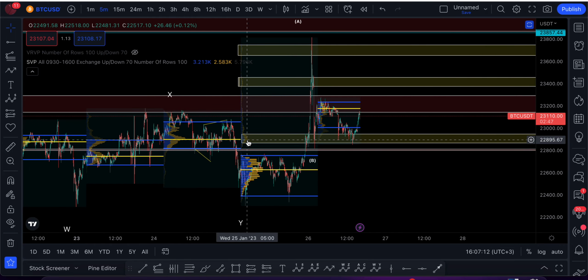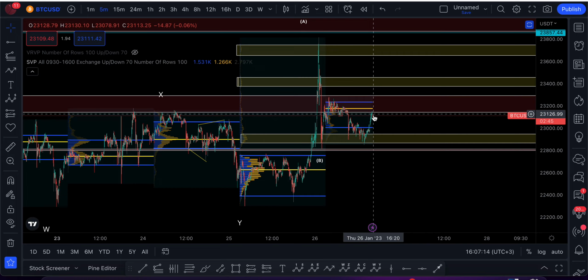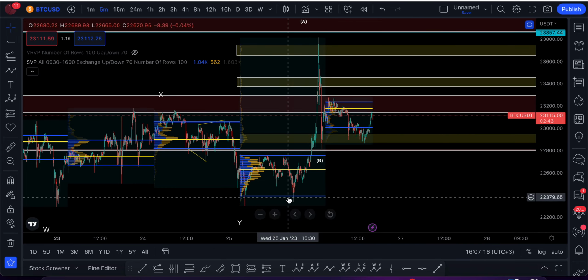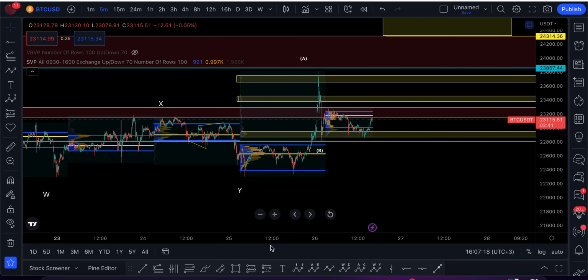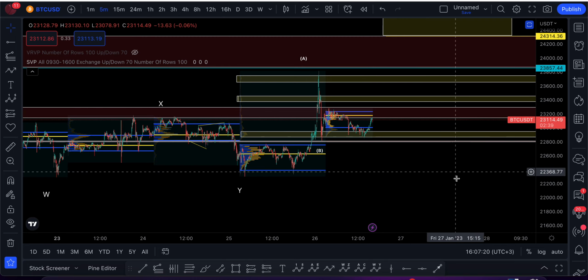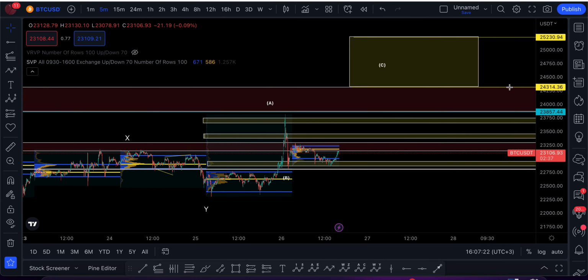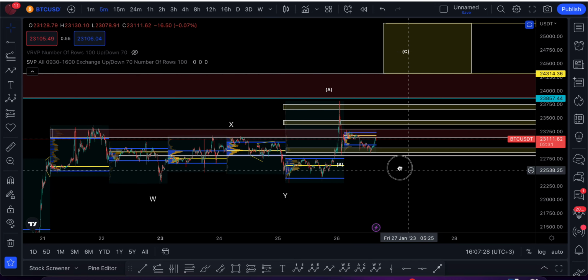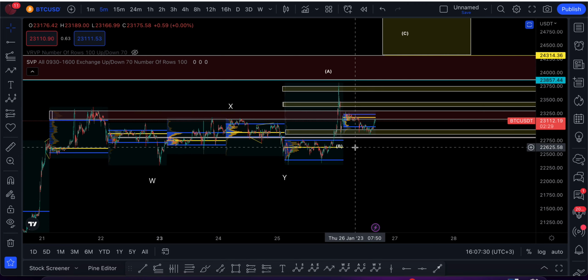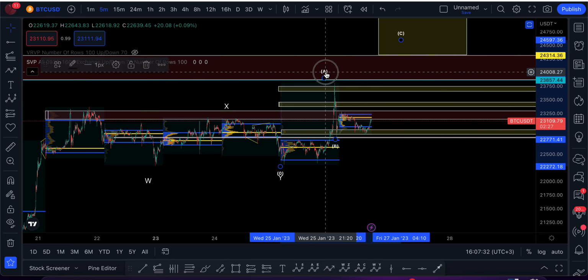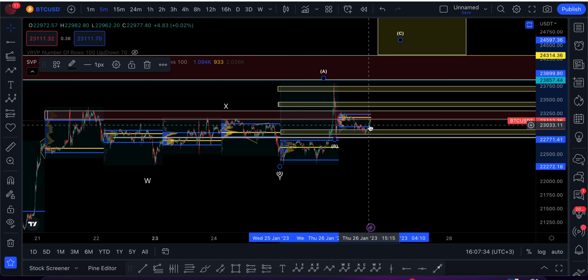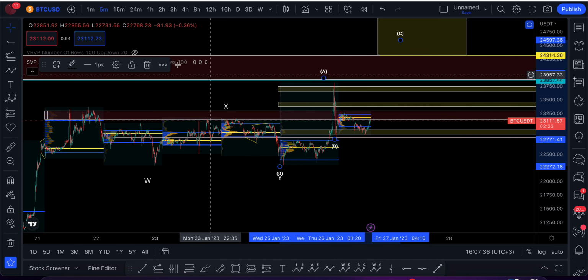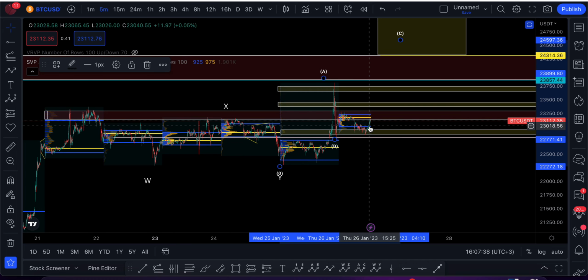So this is the current support that we have, and I'll see how price will be interacting with this. So if we don't break this, I'll be expecting a move to the upside into this target area, 24,000 to 25. All right. So for a long, I would be looking out for some good momentum to the upside.